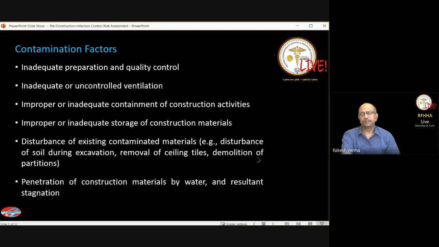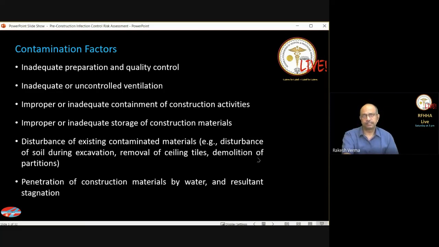So these are some of the factors that cause contamination, and the first one is inadequate preparation and quality control. This may be to do with the construction activity itself or to do with the patient care activities. Inadequate or uncontrolled ventilation, then containment of construction activities. So you are not regulating movement of the laborers and the workmen who are working there. Inadequate storage of construction materials. This is something all of us have seen, the bricks and the sand and the whole lot of material lying all around.